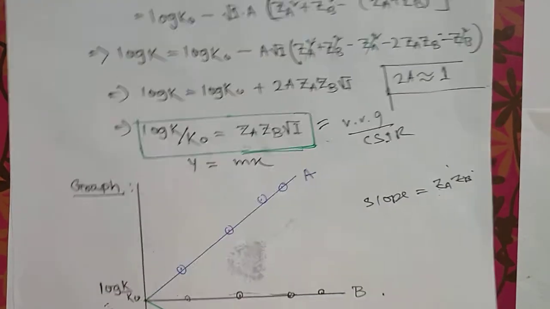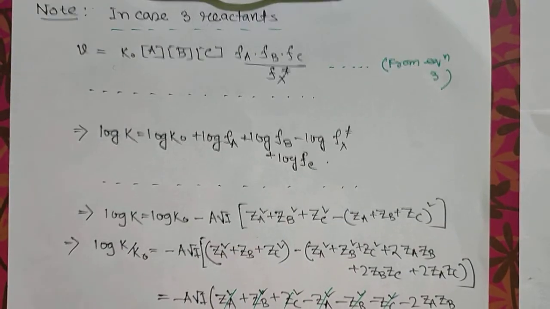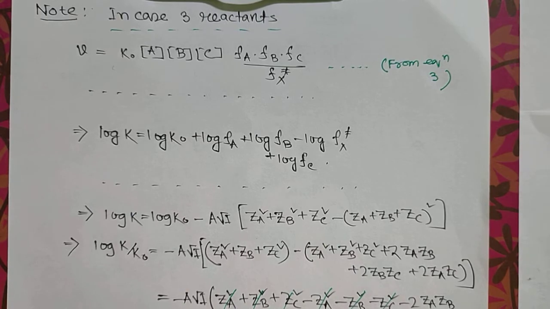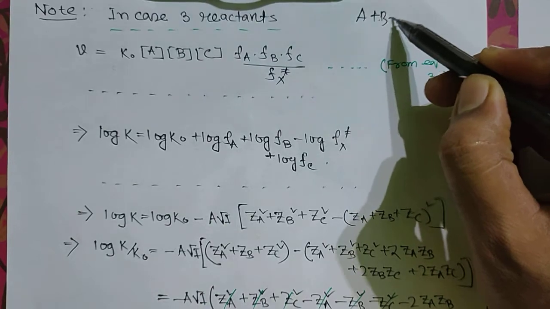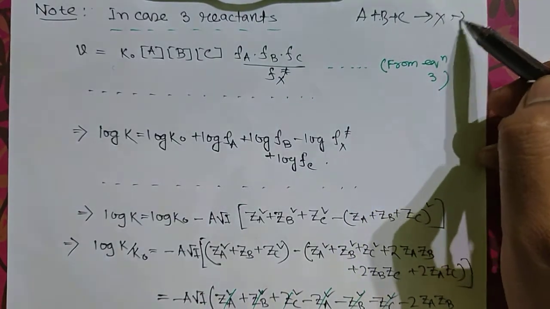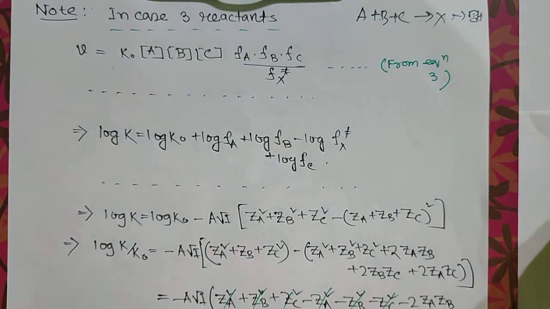special cases. Till now I have discussed this with two species. Suppose there can be a reaction where three species may be there. So in that case what happens? In that case A plus B plus C to X to product. Okay, so in that case what will be the equation? We'll see that further.